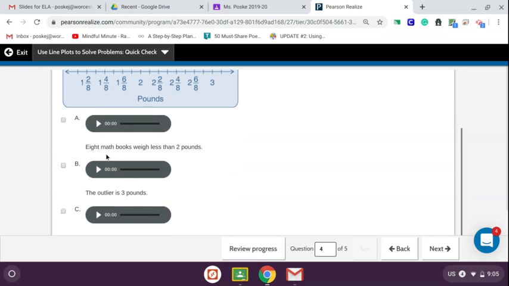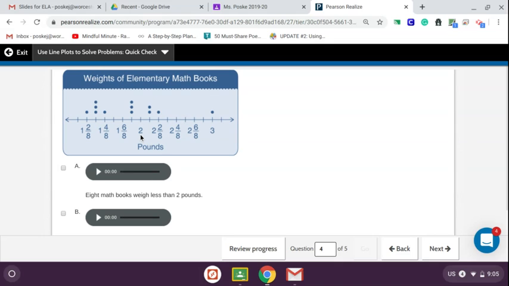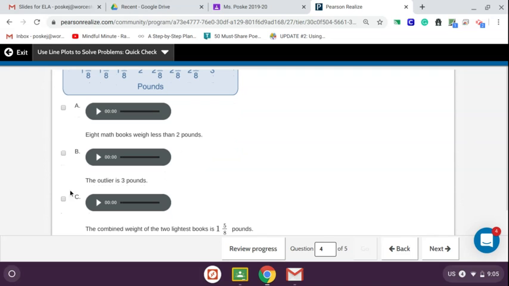Select all that apply. 8 math books weigh less than 2. Okay, so you're going to have to go to 2. Anything less than 2 would be over here. So you're going to count 1, 2, 3, 4, 5, 6, 7, 8. 8 math books weigh less than 2. So I just counted. Is that true? Yes or no? Okay, you're going to check it out.